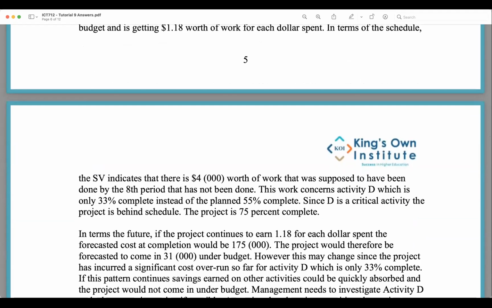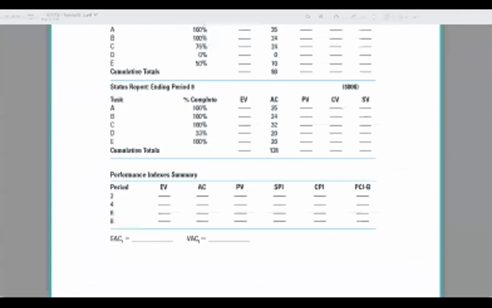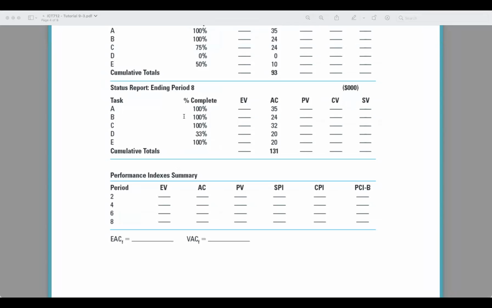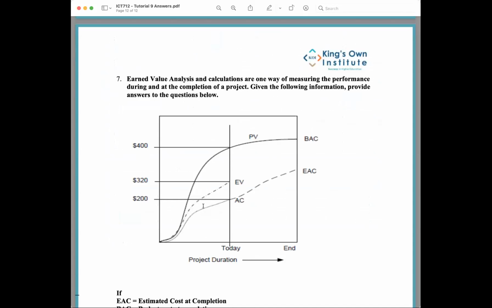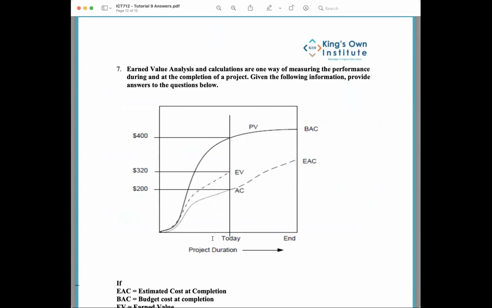And I want to indicate something important. Now, these are all one type of exercise, but in your final exam, I might give you a different type of exercise. I might give you an exercise like the one I showed you in the lecture today, a graph like this, and ask you what it actually means. You know, earned value is 320, actual cost is 200, planned value is 400, estimate at completion, budget at completion.